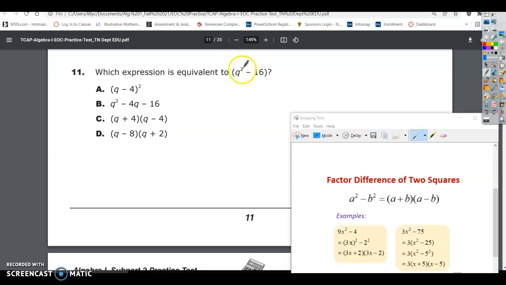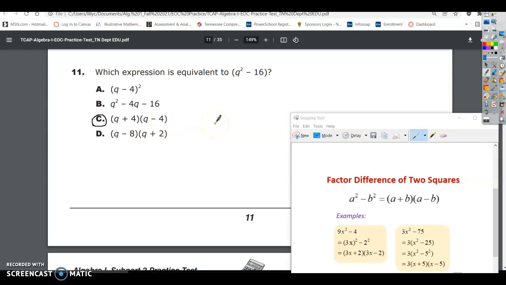But if we know that this is something squared, what squared gives me q squared? Q times q. What squared gives me 16? 4 times 4. So we know the answer is going to be C. But what happens to those middle terms? So if you've got minus and plus, your middle terms cancel out.